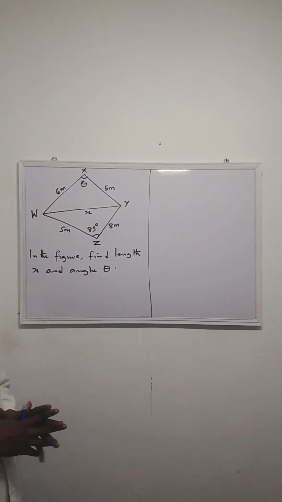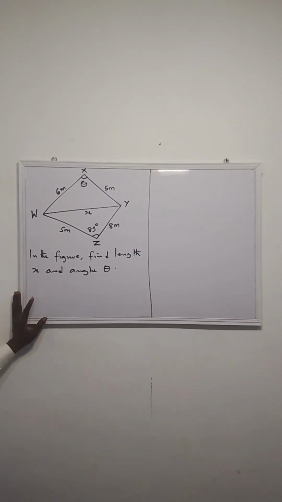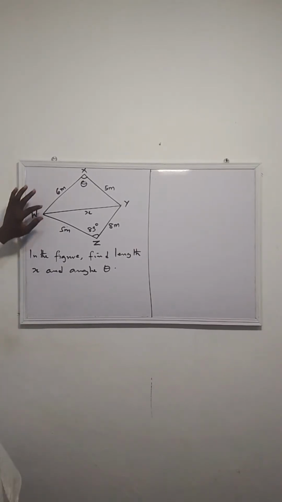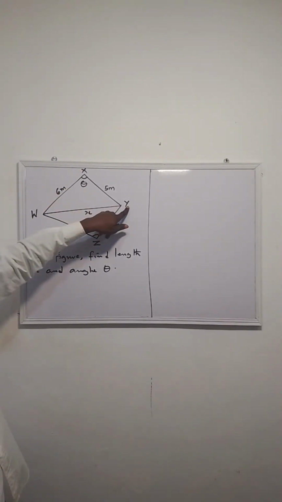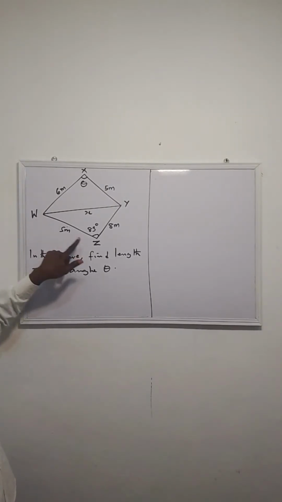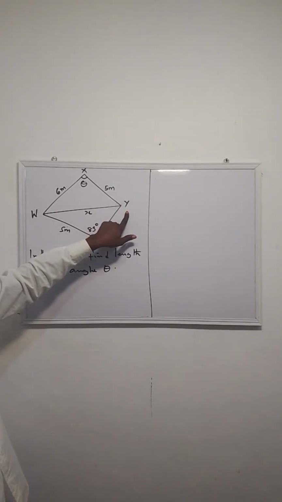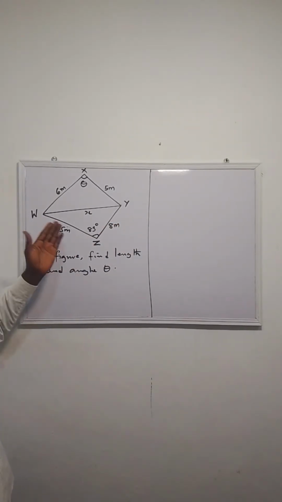So how do we go about this question? Now the first thing is to inspect the diagram very well. I can see two triangles there. I have triangle WXY, and I also have triangle WZY.